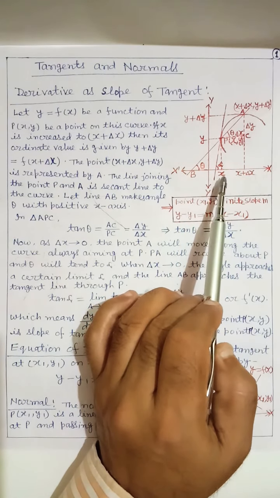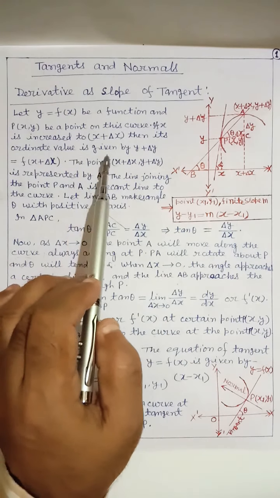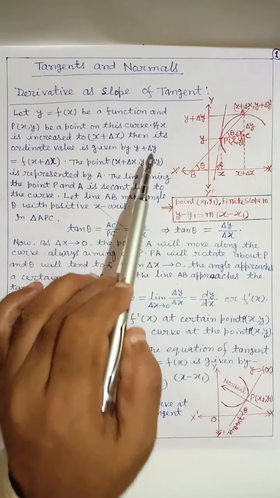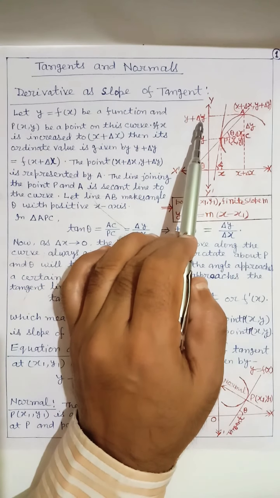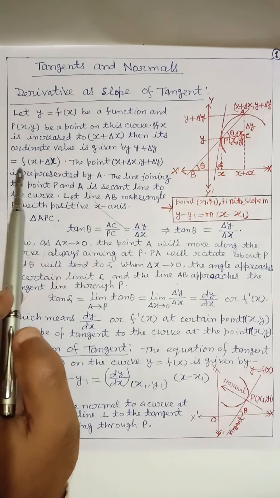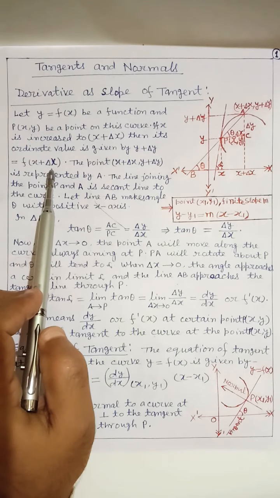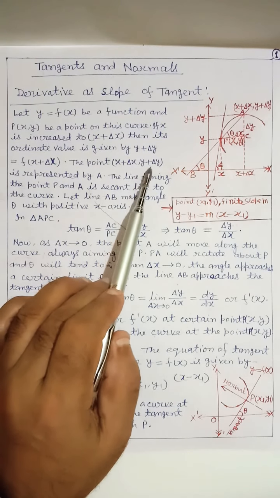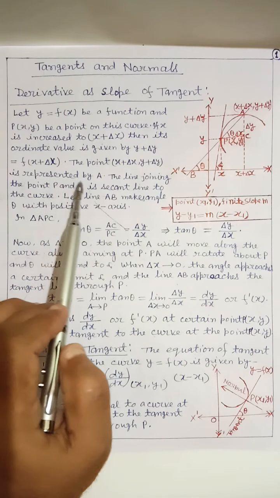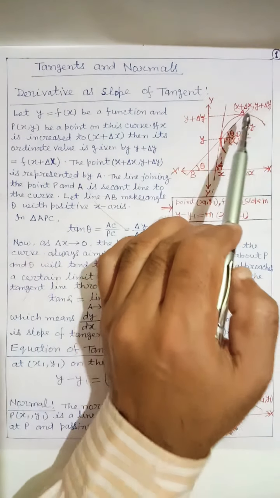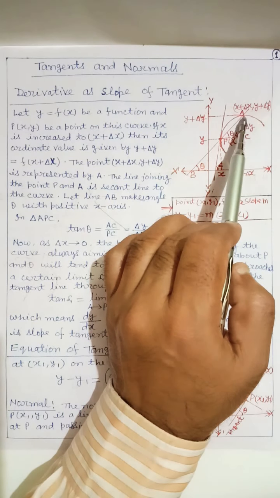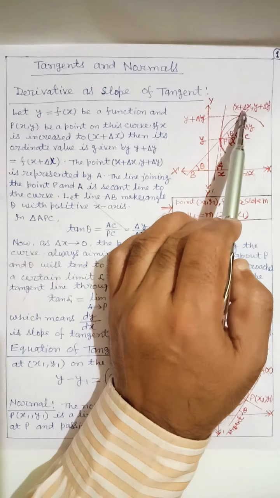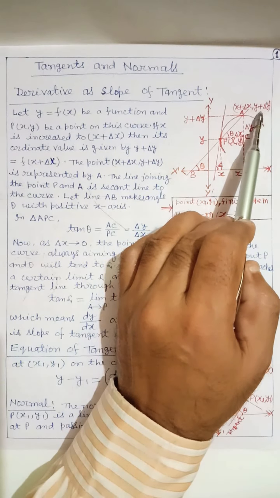If x is increased to x plus delta x, then its ordinate value is given by y plus delta y. Here this is y plus delta y, and this is equal to f(x plus delta x). The point (x plus delta x, y plus delta y) is represented by A.